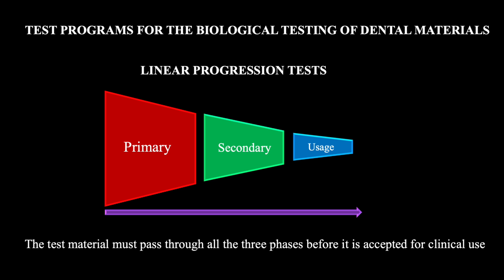Test programs for the biological testing of dental materials are carried out in two progressions. One is linear progression and the other one is non-linear progression. Linear progression is where the tests are carried out in primary phase, secondary phase, usage phase, and then it is acceptable for clinical usage.